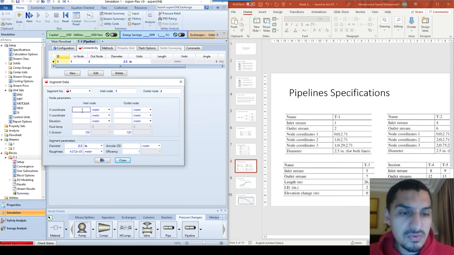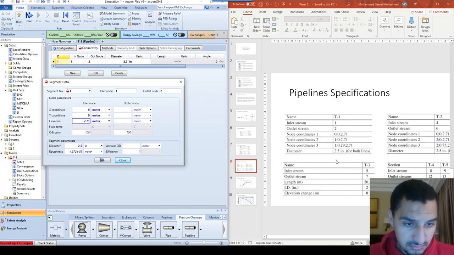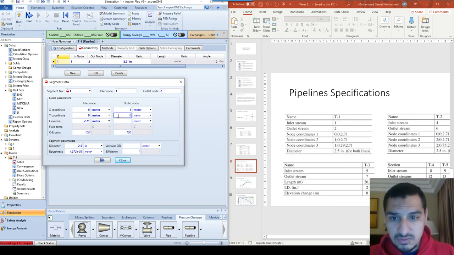We will do the coordinates of the first one. It's gonna be 0, 0, and 2.71, and of course we need to keep in mind that the units are important. So if I don't have the proper units, it's gonna be a big problem. And it goes to 1, 0, and 2.71.